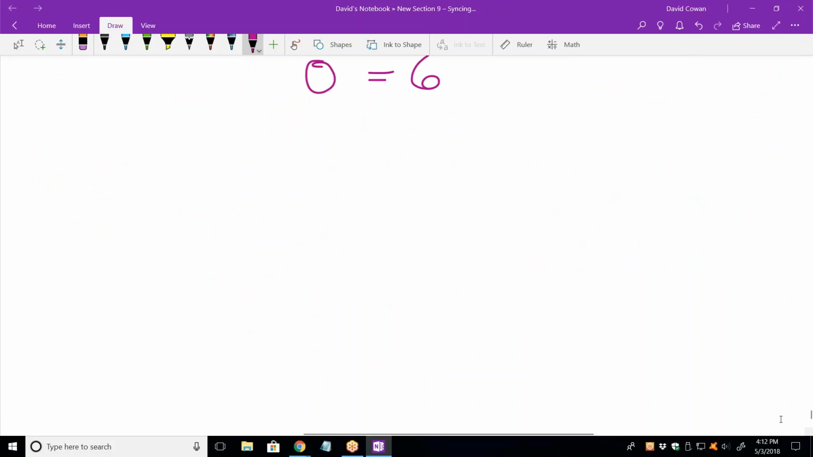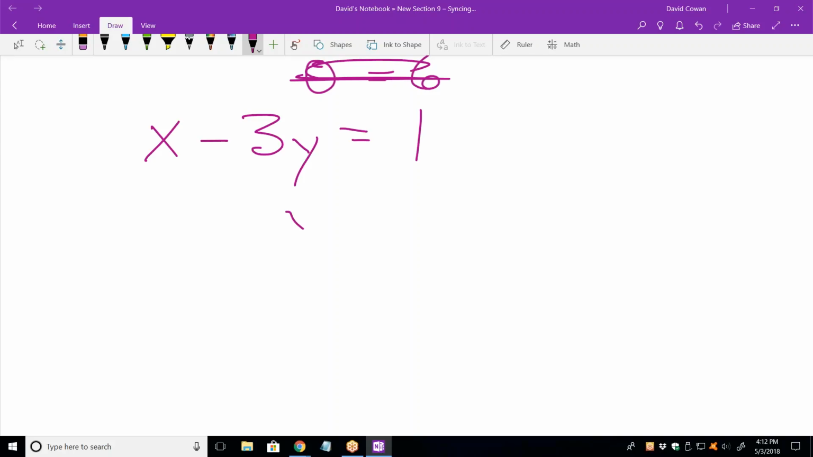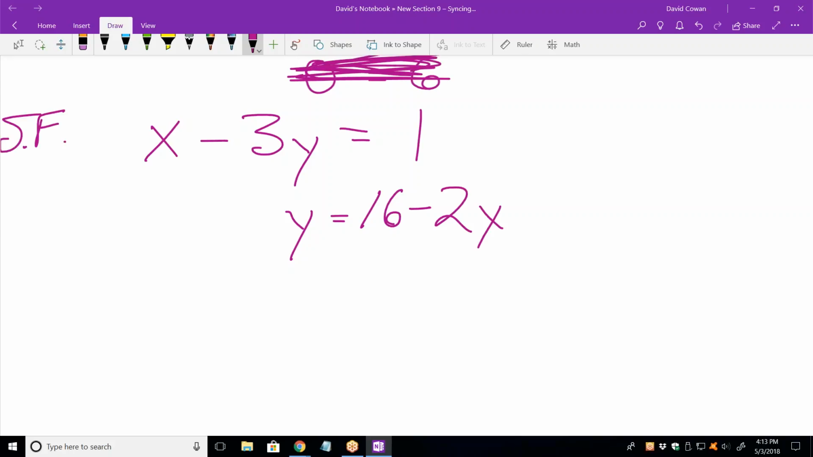What else you got? Then we have x minus 3y equals 1. And then the second line is y equals 16 minus 2x. What method are you going to use here? That's standard format, but this is not standard format. So I would assume substitution. Correct. So what's the next thing I'm going to write?